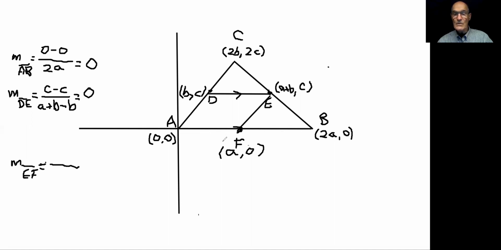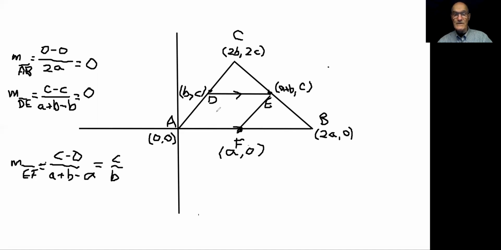okay, I got Y2, which would be C, minus Y1, which is 0 here, over X2, which is A plus B plus B, minus X1, which is A. So I get a slope of C over B.